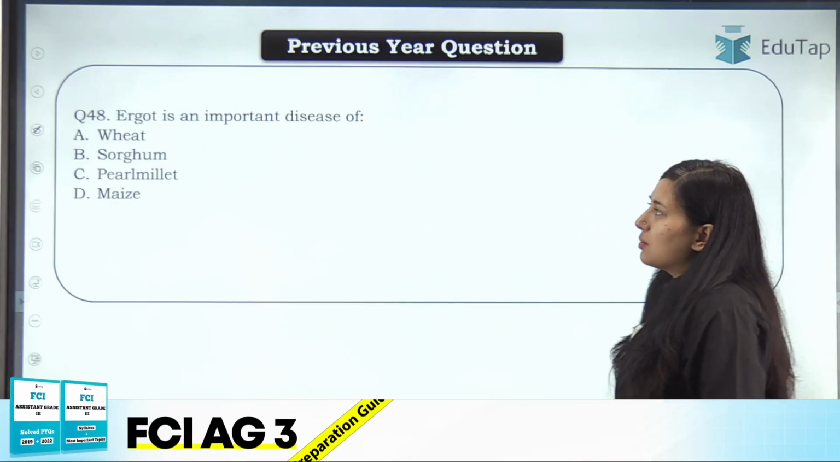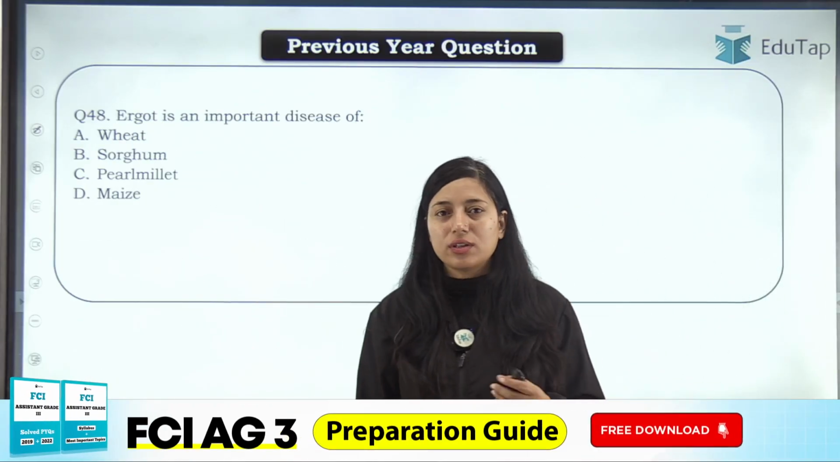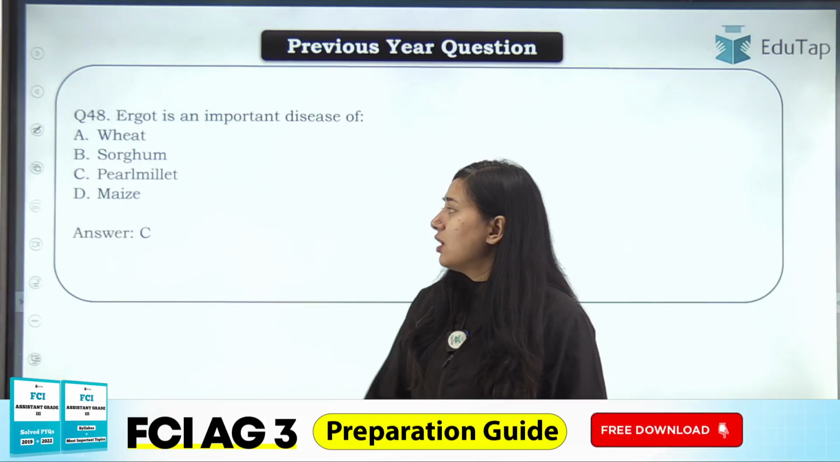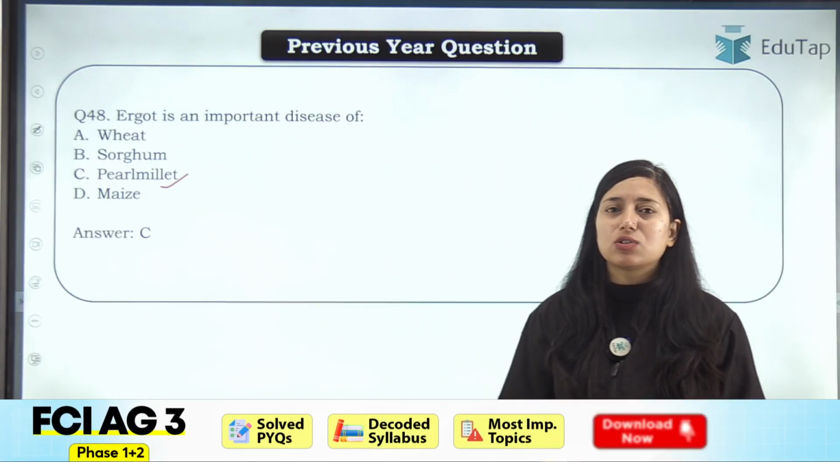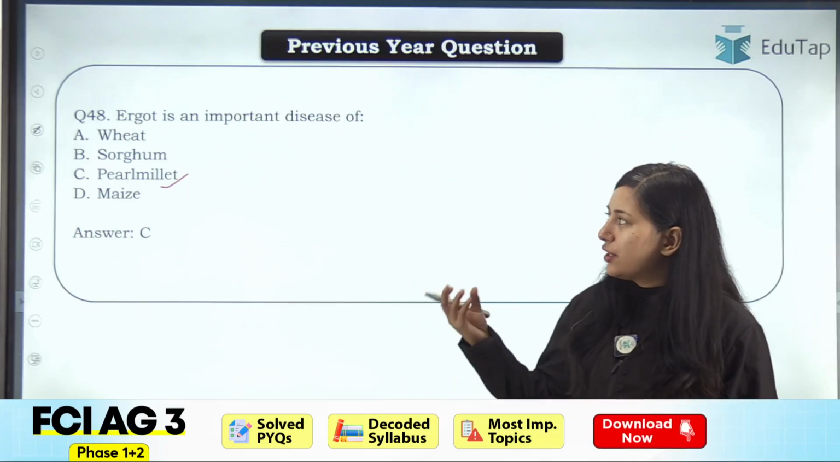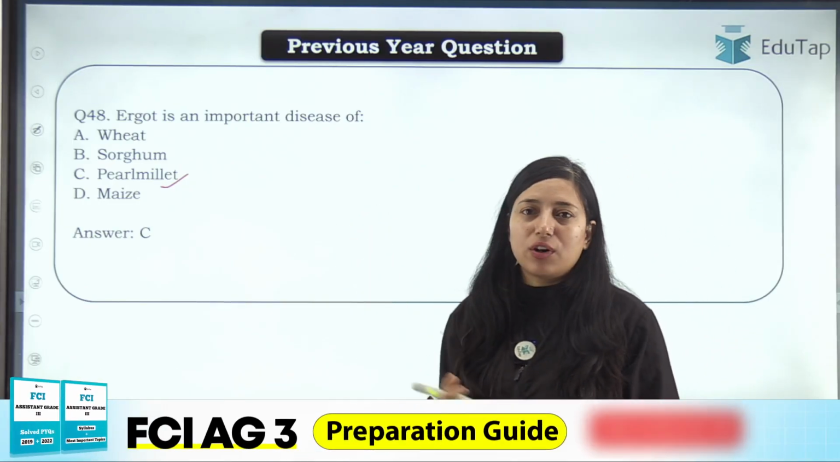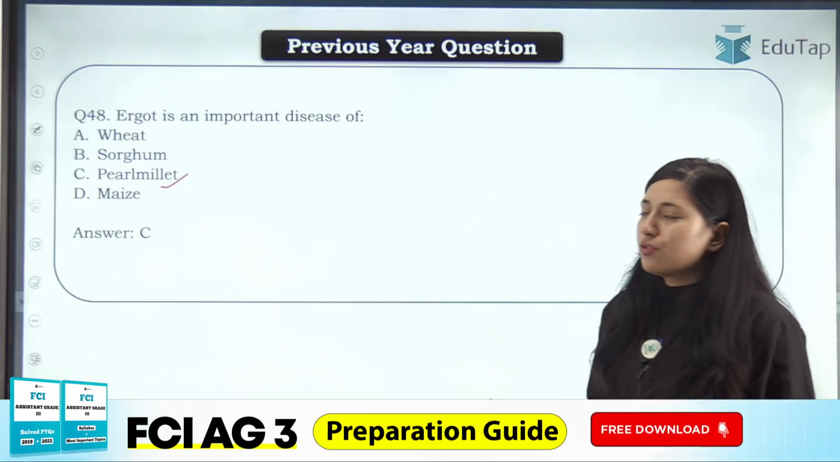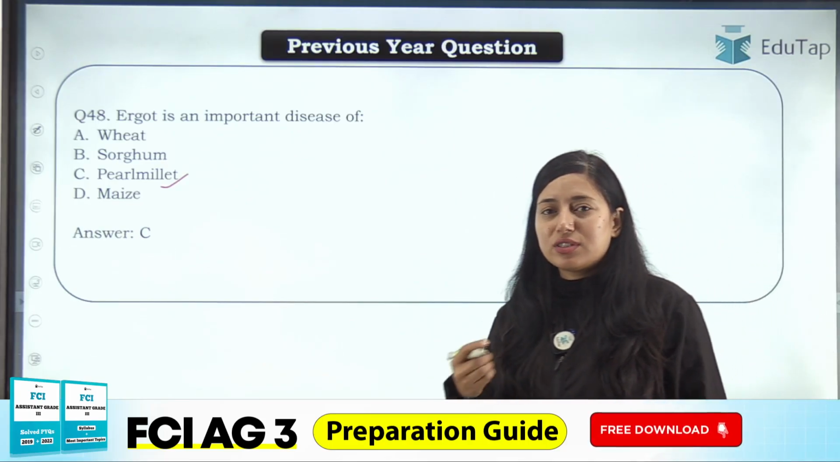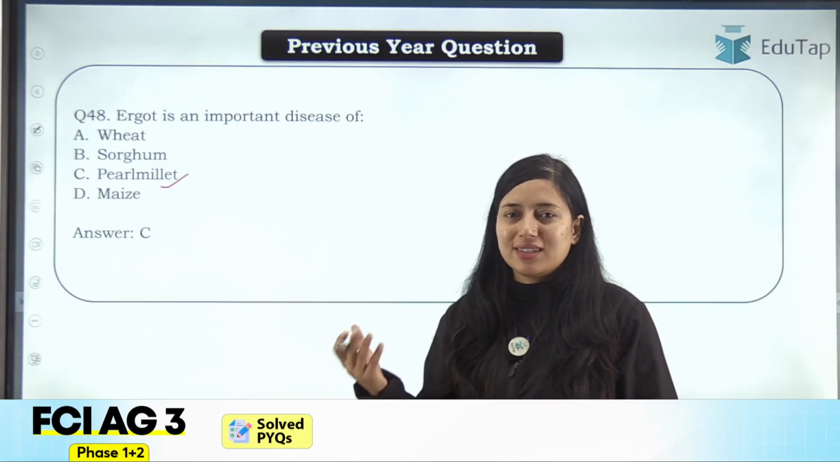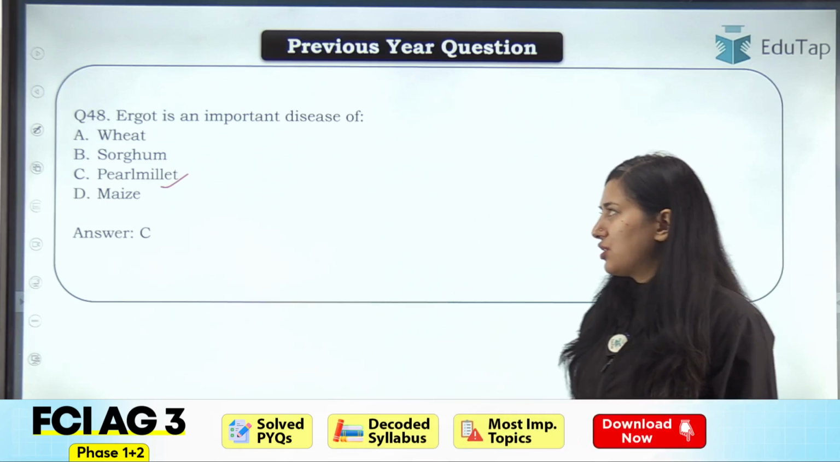Okay, ergot is an important disease of? Now, ergot is a very important disease of your pearl millet. Okay, ergot of pearl millet is also known as honeydew disease. So honeydew secretion happens in pearl millet due to this ergot disease. So this is a question from your plant pathology. Again, I would request you to just read the important diseases of a few important crops, that will be sufficient, right?